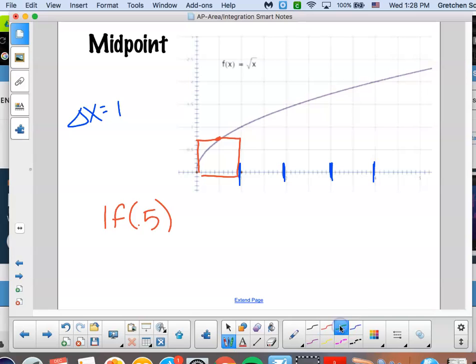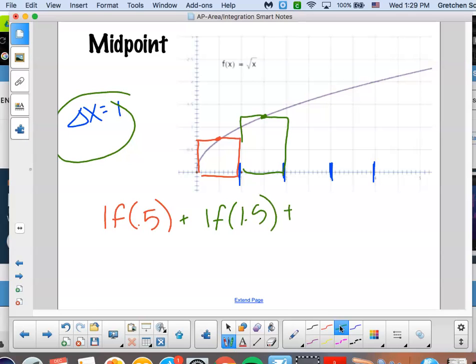So then your next rectangle, what's halfway between 1 and 2? 1.5. So you go up to 1.5, make your rectangle. That rectangle, again, has a width of 1. Your delta x will always be the same. What is that guy's height based off of? 1.5. Next one will be based off of 2.5. Last one based off of 3.5.